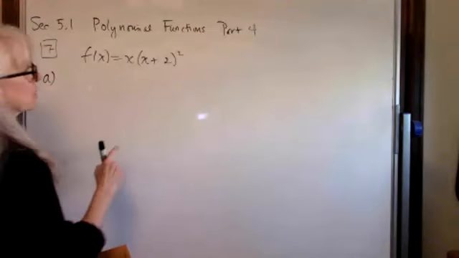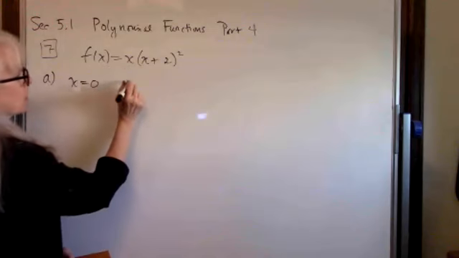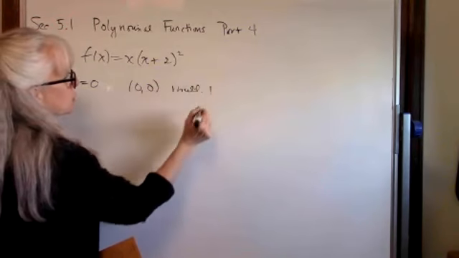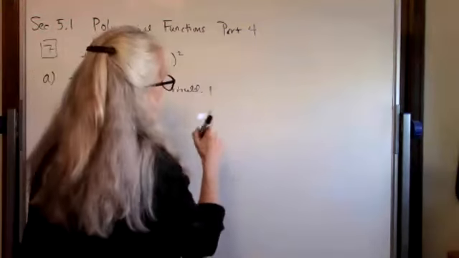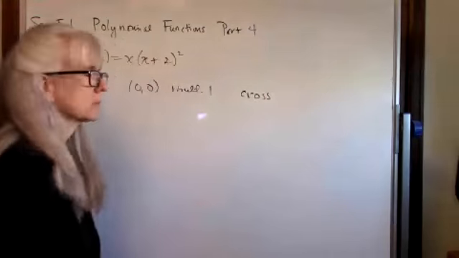So we're going to set each of our factors equal to 0. So we're going to set the very first one equal to 0. That gives me an x equal to 0. So that would be 0, 0. Its multiplicity is 1. And that tells me the graph is going to cross. So I did it all in one fell swoop, basically.